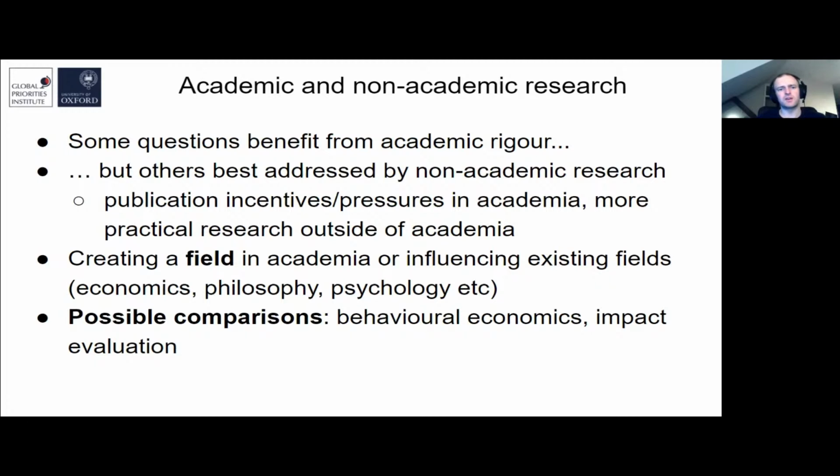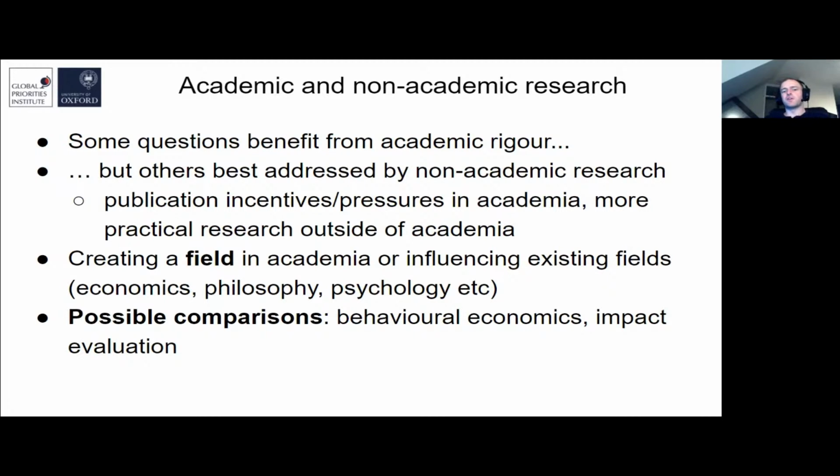So within academia, I think there's also a bit of a debate about what should global priorities become. And we talk about this at GPI, where we sometimes discuss, are we trying to create a field? Are we calling that field global priorities research? Or are we trying to influence a number of existing fields to work on questions that we think are very important for people trying to do good?